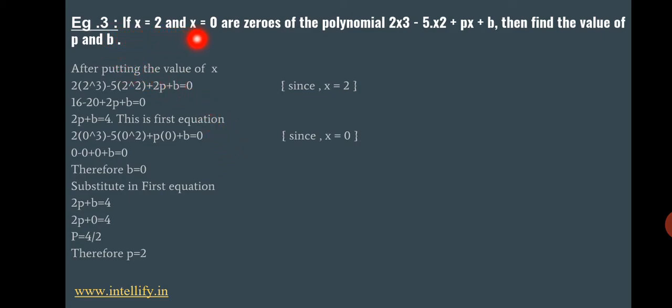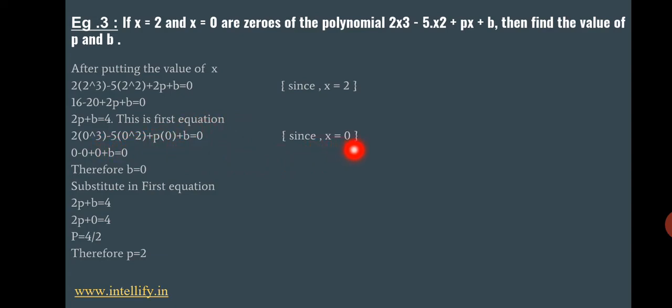If x = 2 and x = 0 are the zeros of the polynomial 2x^3 − 5x^2 + px + b, then find the values of p and b. First you have to put the value of x = 2: 2(2)^3 − 5(2)^2 + 2p + b = 0. We get 16 − 20 + 2p + b = 0. Then we get 2p + b = 4. This is our first equation.